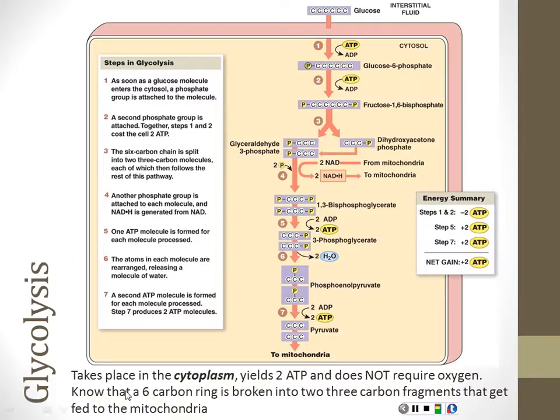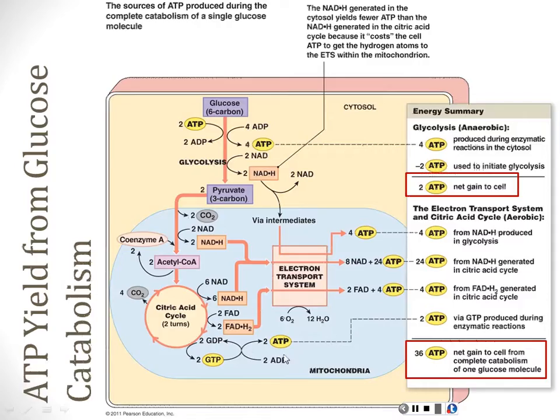Okay, so I've been very specific in this slide set about what I want you to know. Know that a 6-carbon ring is broken into 2 3-carbon fragments that then get fed into the mitochondria, right? Okay. And some of my own personal bias shows through in some of this stuff. I hated this stuff in medical school and college, all the biochemistry stuff. So now I'm teaching it, so I get to teach not as much. So you get the benefit of that.